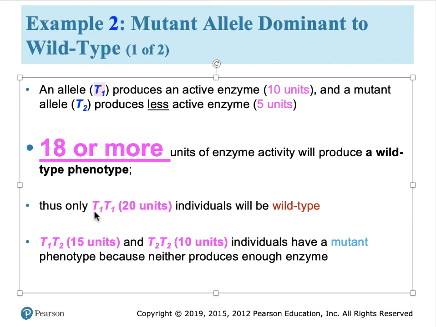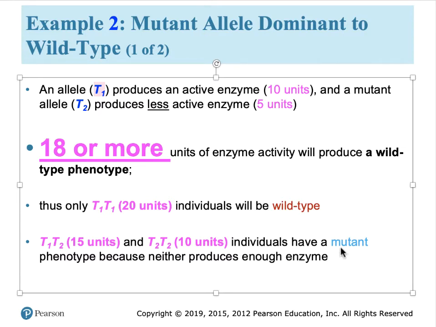So we can see in the homozygous dominant condition, we have 10 units from each allele. So overall inside the cell, we produce 20 units of enzyme, more than enough to manufacture the wild-type phenotype. The problem lies with T1, T2, which is the heterozygous condition. That only produces 15 units. And of course, the homozygous recessive T2, T2 will only produce 10 units because it's 5 units per T2.